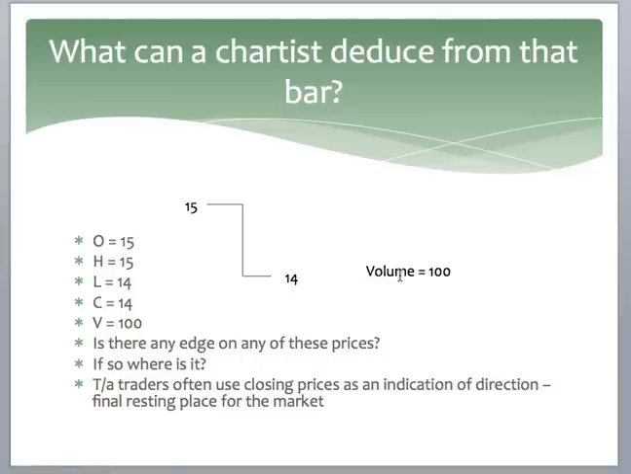It's just some information. Technical analysis traders will often use the closing price as an indication of direction or as a trigger for getting into a trade or out of a trade. They believe that's the final resting place for the market for that session, and they tend to overvalue and overweight that price. So you'll often be taught to trade on a close of a certain level rather than where it's traded intraday.